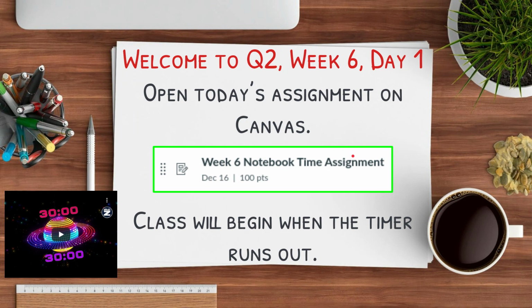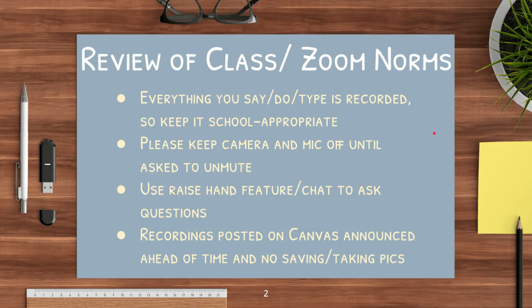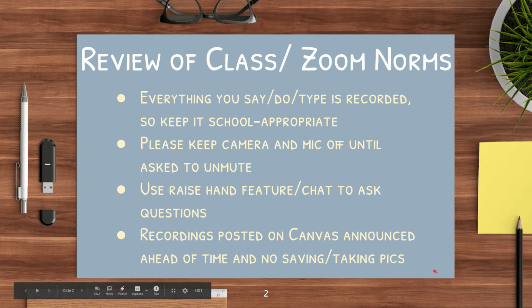You will need to go back to Canvas and open the Week 6 Notebook Time assignment, which is located under Week 6 Day 1. As a reminder, everything you say, do, or type is recorded, so remember to keep it school appropriate. And as always, there's no saving, downloading, or taking pictures of our class today or ever.